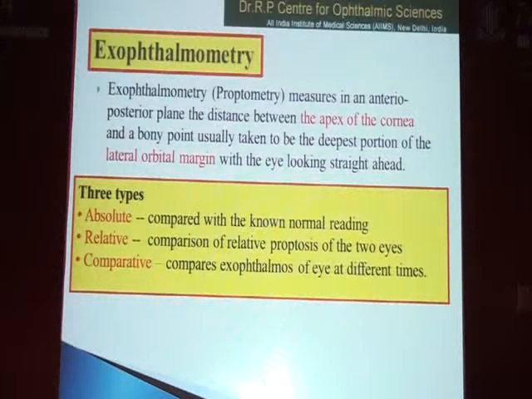Now, coming on to exophthalmometry or proptometry, it measures in the anteroposterior plane the distance between the apex of the cornea and a bony point, usually taken to be the deepest portion of the lateral orbital margin, with the eye looking straight ahead. It can be of three types: absolute, wherein you compare with the known normal reading; relative, where you compare the proptosis of the two eyes; or comparative, where you compare the exophthalmos of the eye at different times.